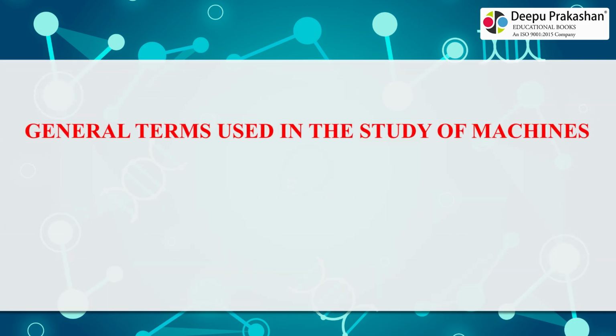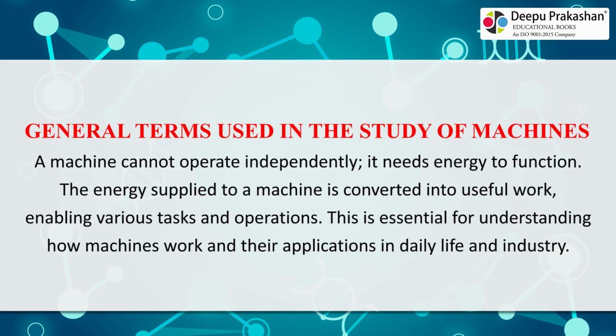General terms used in the study of machines. A machine cannot operate independently, it needs energy to function. The energy supplied to a machine is converted into useful work, enabling various tasks and operations. This is essential for understanding how machines work and their applications in daily life and industry.